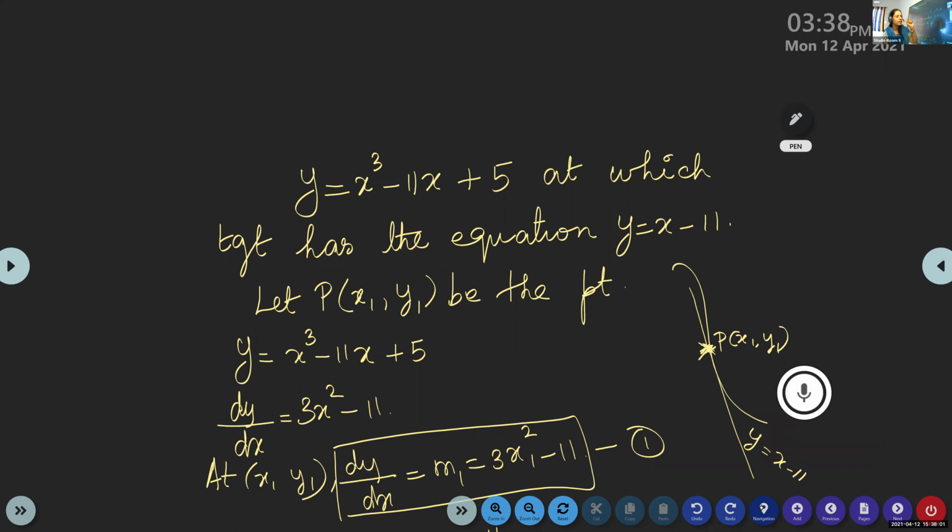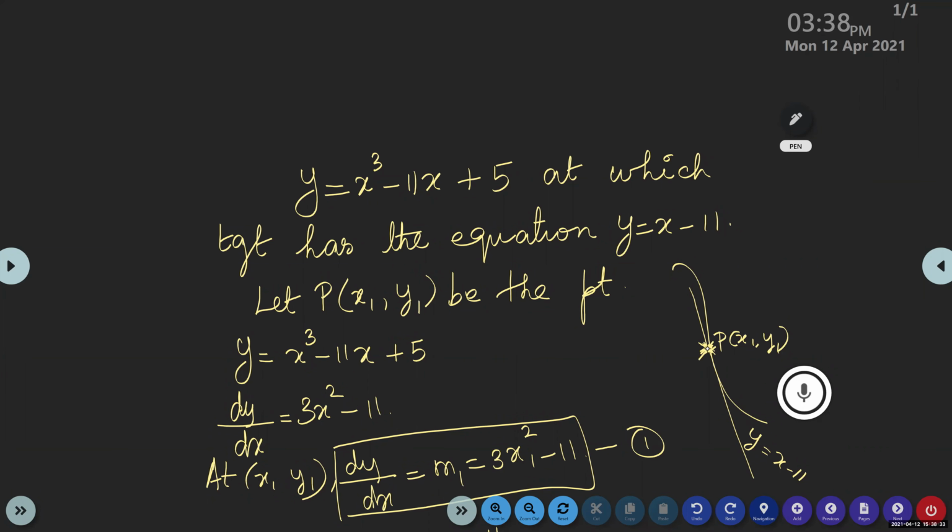So equation of the tangent is given. Till yesterday, we were finding the equation of the tangent based on some conditions. Here, today, the equation is given. We are asked to find the point, isn't it? Is it clear? Read the question and understand it. We are asked to find the point where the tangent is drawn. So we don't know the point. We are taking the point as x1, y1.